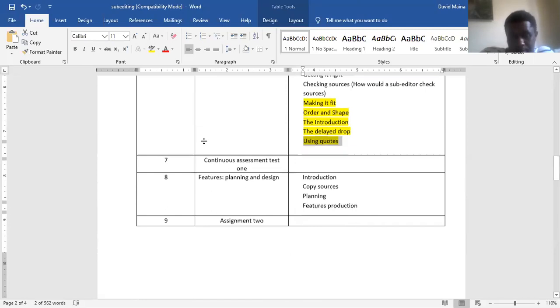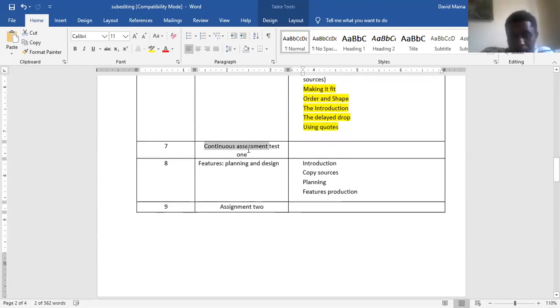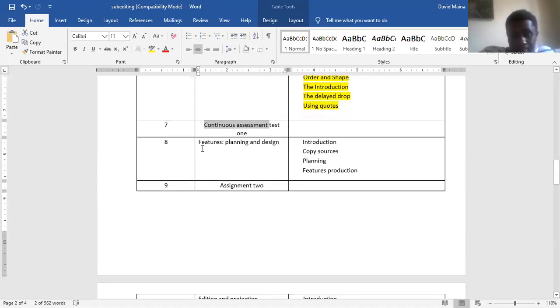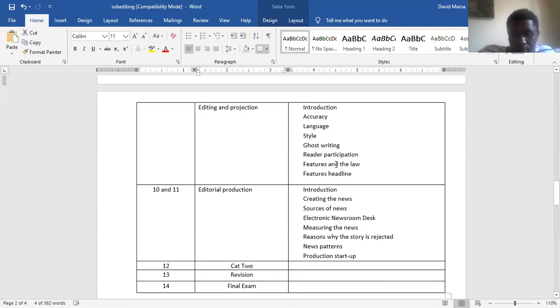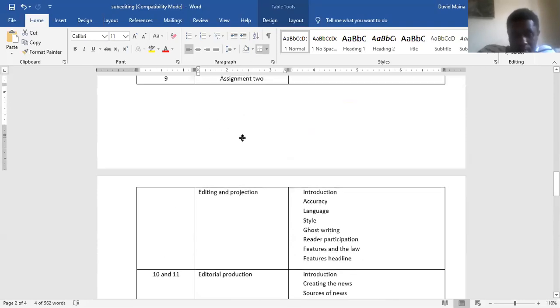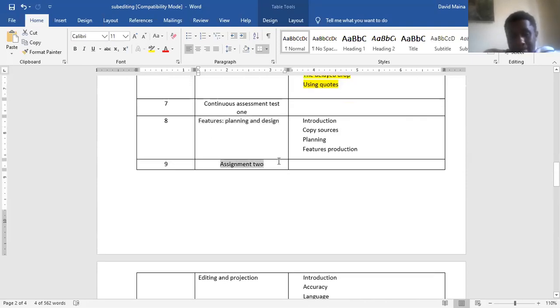Then week 7, you're going to have our continuous assessment test 1. Then 8, you're going to have features, planning and design. How are you supposed to plan your features and how are you supposed to design them? Just that. Then the same week 9, we will have assignment 2.